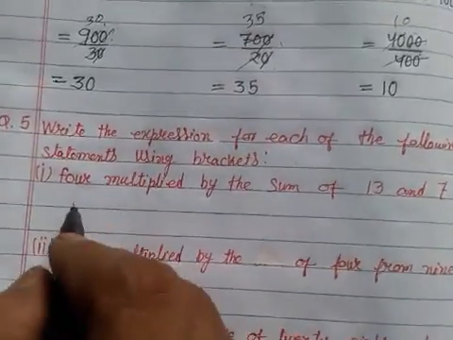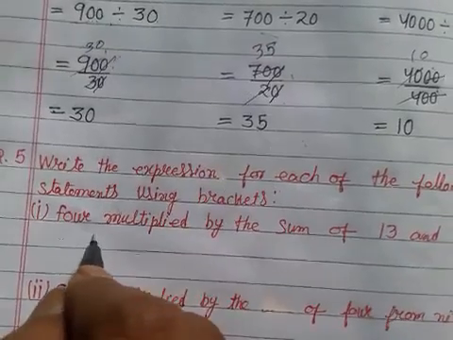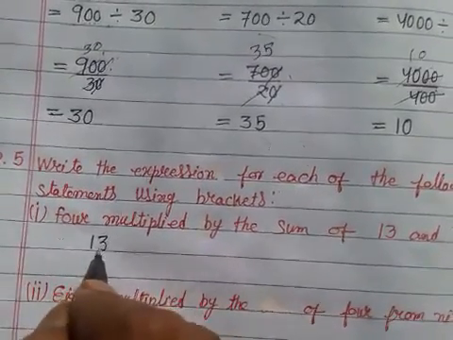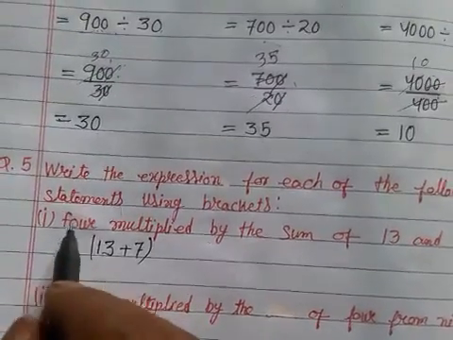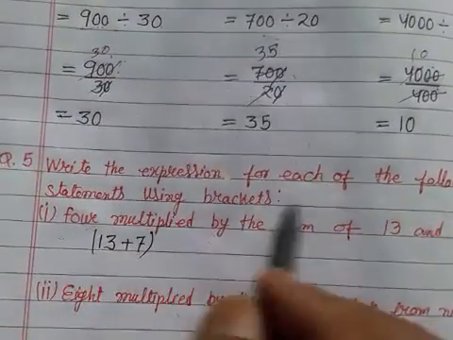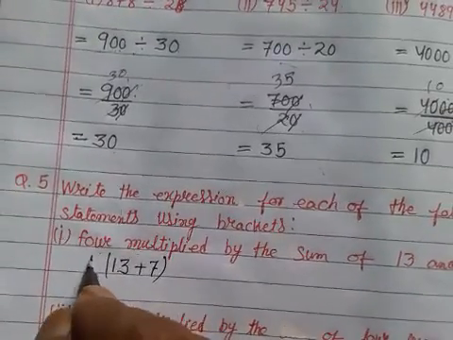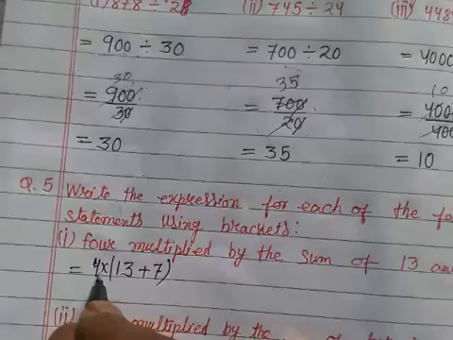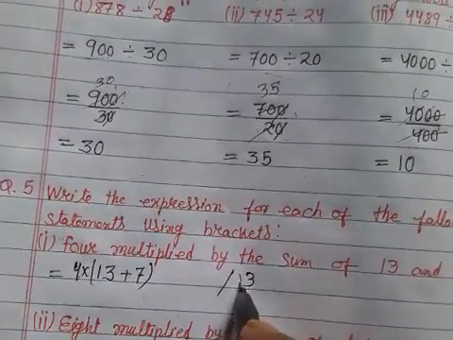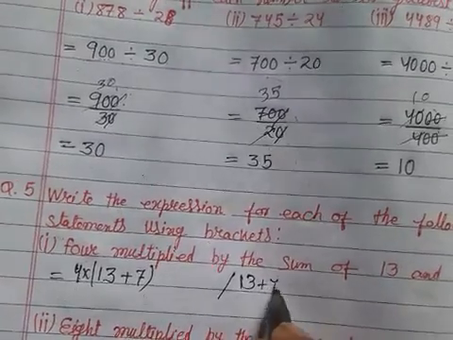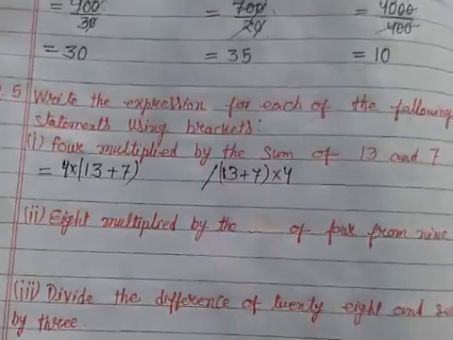At first you should write the sum of 13 and 7. So what is the sum of 13 and 7? You should write simply 13 plus 7 using brackets. Then 4 multiplied by the sum. So here you multiply by 4. You can multiply it first or at last. You can also write 13 plus 7 multiplied by 4. These are also true.